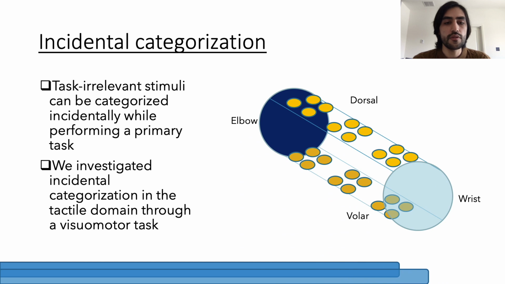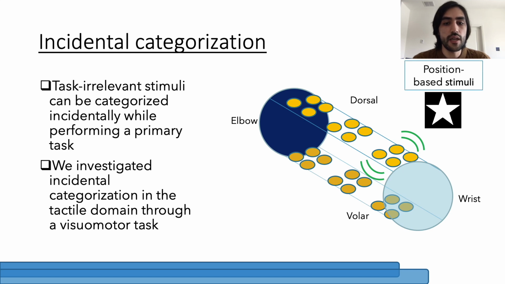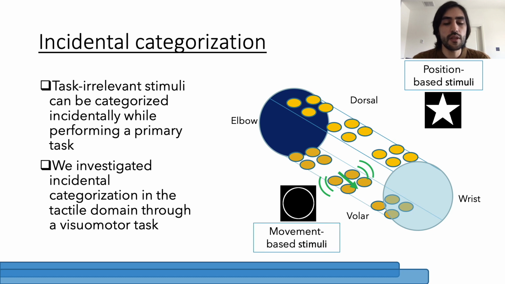We used a 24 tactile array worn on the left forearm and designed two stimuli categories to be learned. The first consisted of vibrations of closely situated tactors at specific locations of the arm. We named those position-based stimuli and associated them with the shape of a star. The second consisted of sequences of vibrations that resulted in apparent motion illusions. We named those movement-based stimuli and associated them with the shape of a circle.